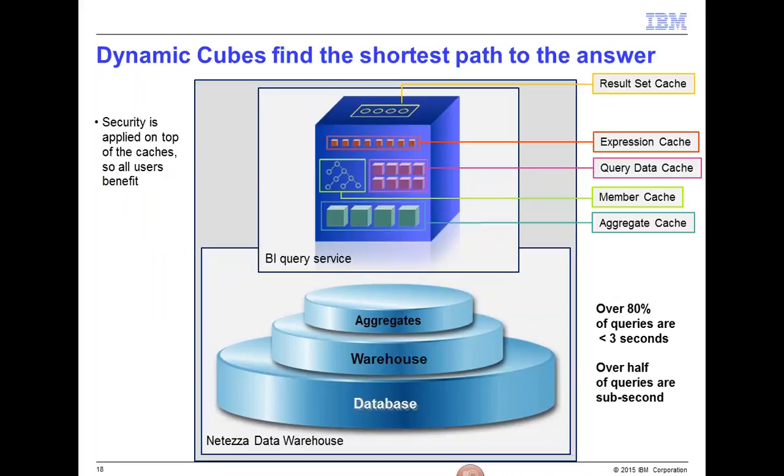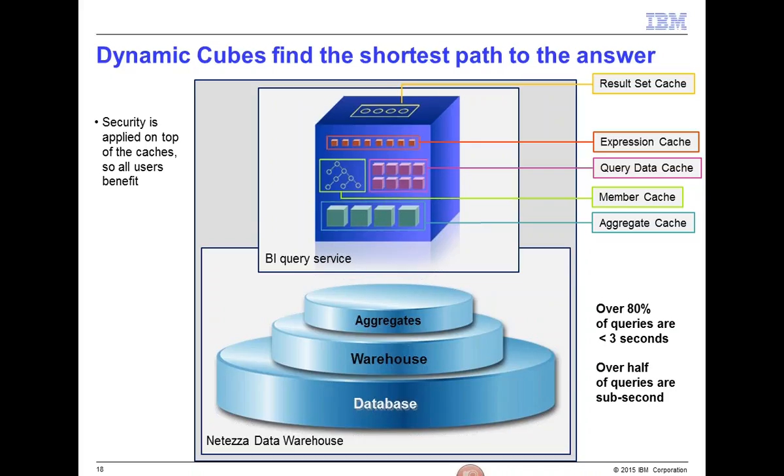Okay, so what we're looking at over here is basically the BI layer as well as the Netezza data warehouse layer. One important thing to remember about caching in dynamic cubes is that it will always find the shortest path to the data. I can underline that and underscore it. With in-memory aggregate cache and pre-aggregated data, the performance improvements are tremendous.